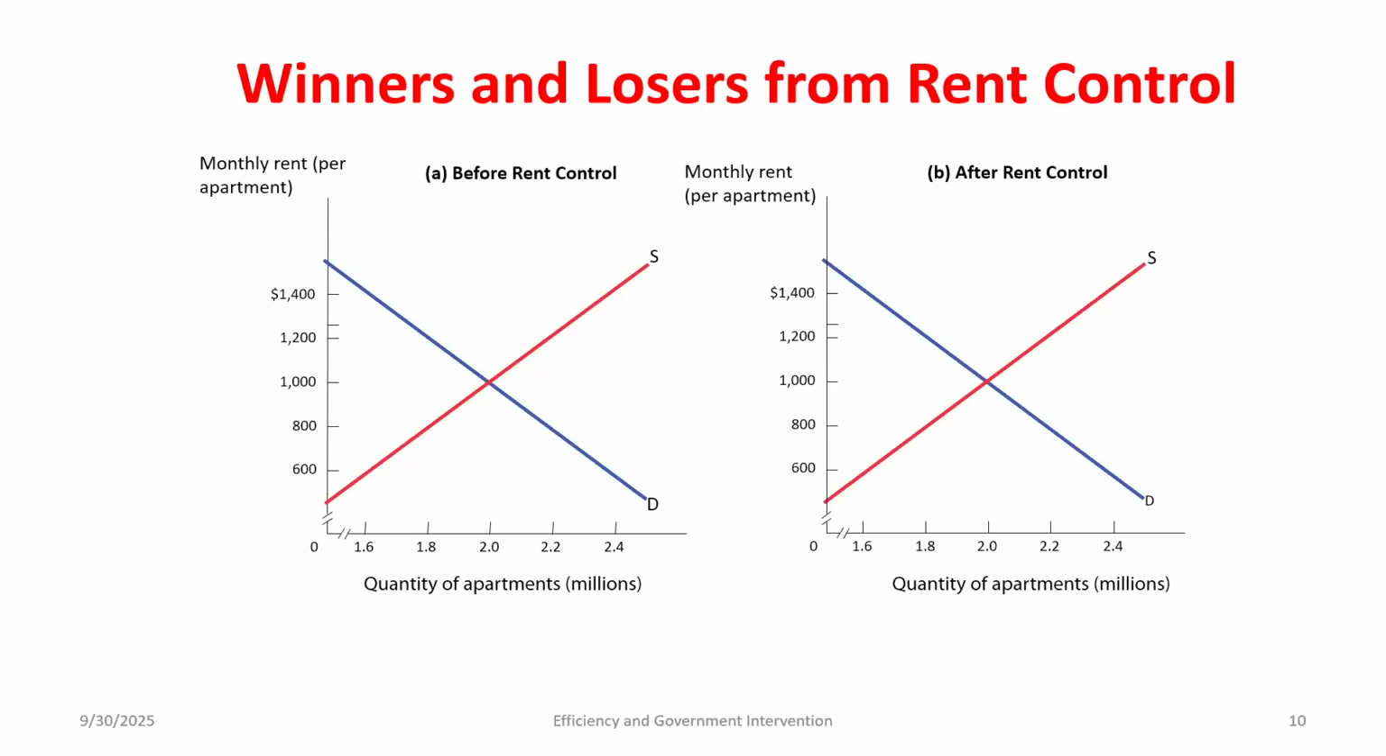So I was charging 2,000. The government tells me I can't charge more than 1,000. Okay, I've got to change. At this point, what is the new quantity demanded?